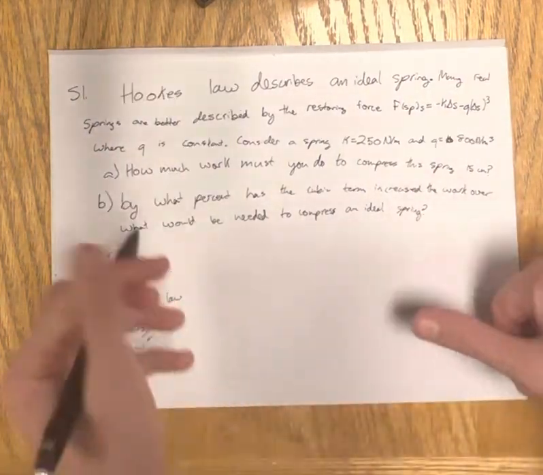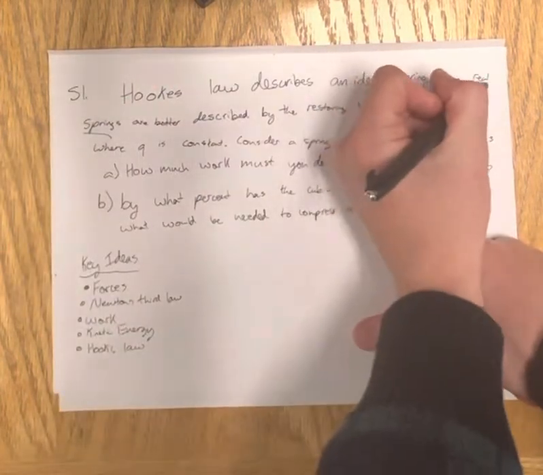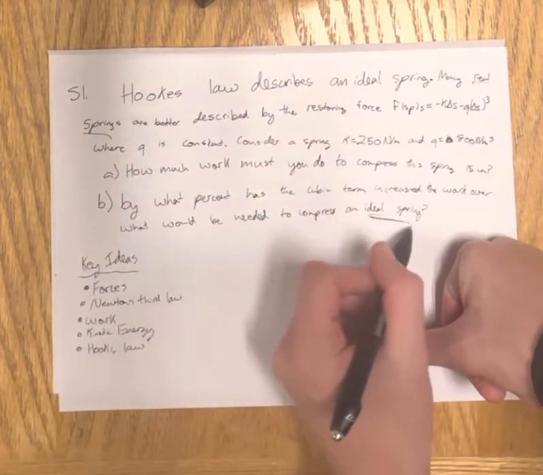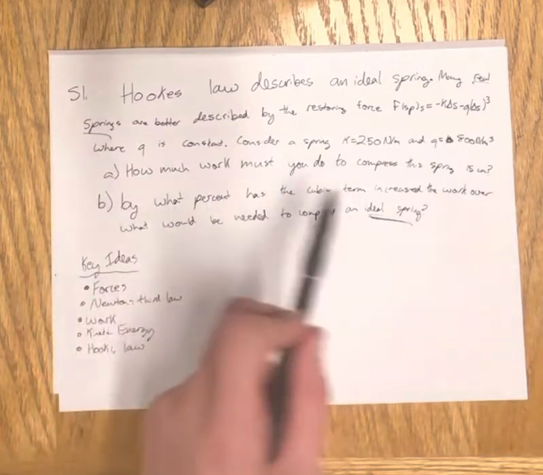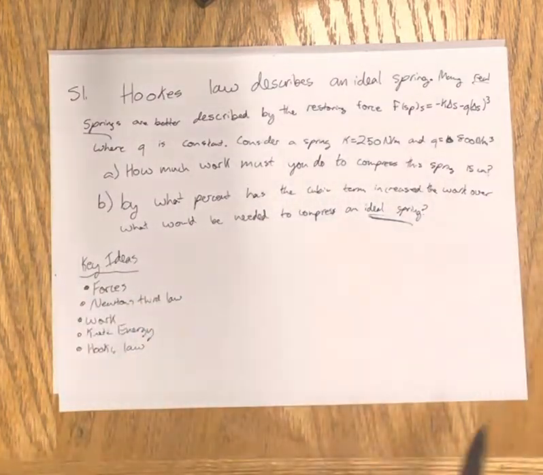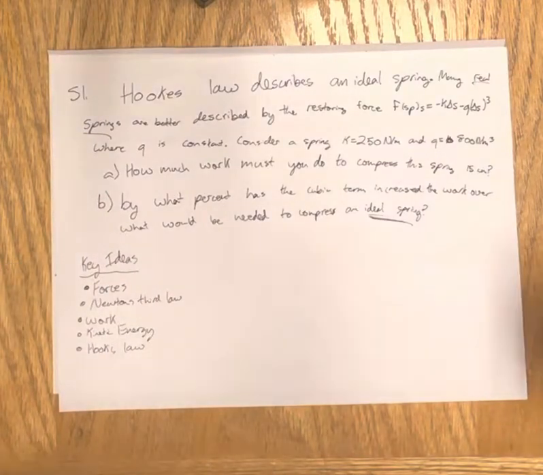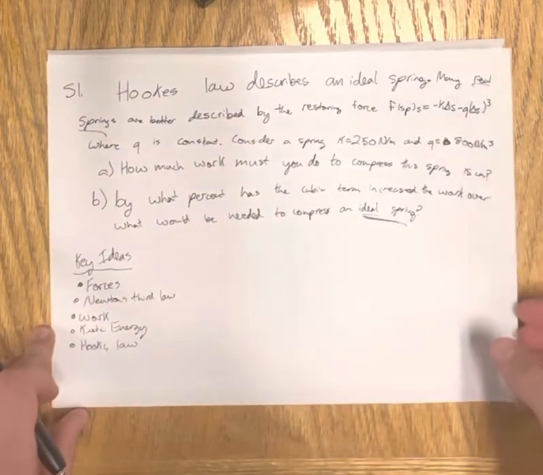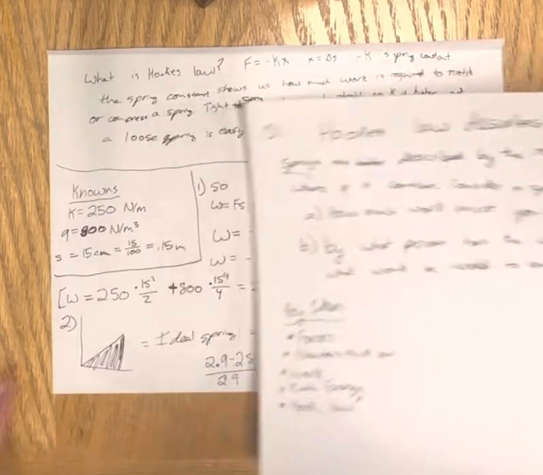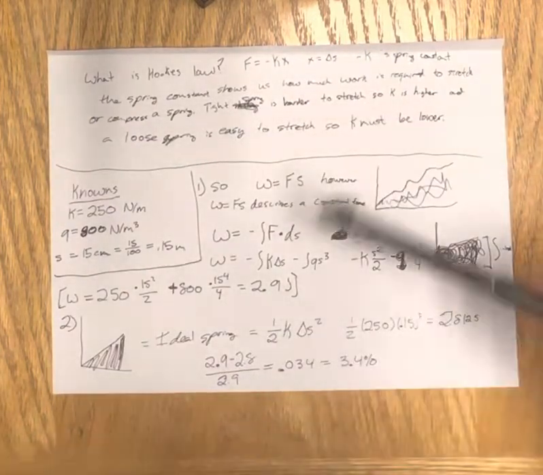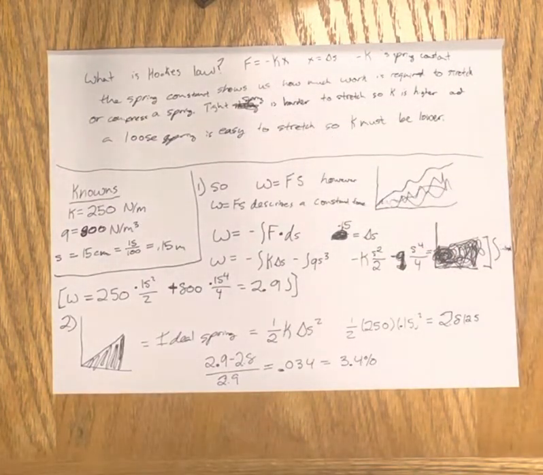I think let's do these real springs and ideal springs because I'm going to go over the difference between those in a second, but this is important to note. So those are keywords here. Key ideas for this will be forces, Newton's third law, work, kinetic energy, and Hooke's law. What is Hooke's law? Hooke's law, F equals minus Kx, x being change in S from before, and minus K is the spring constant.